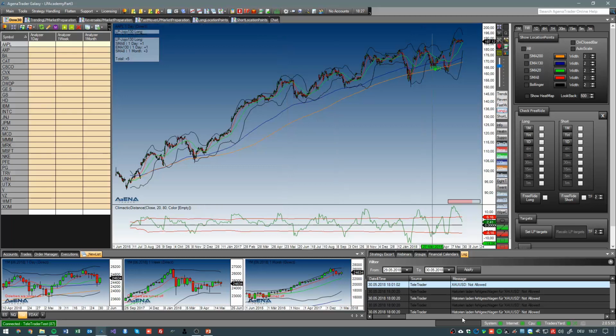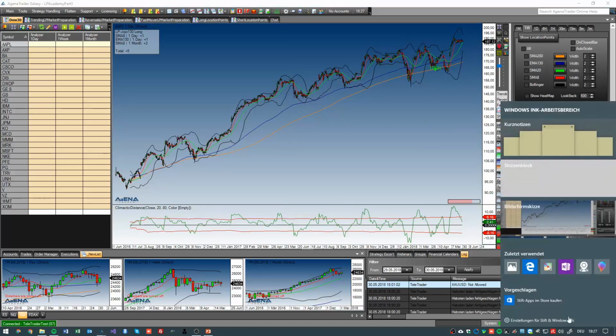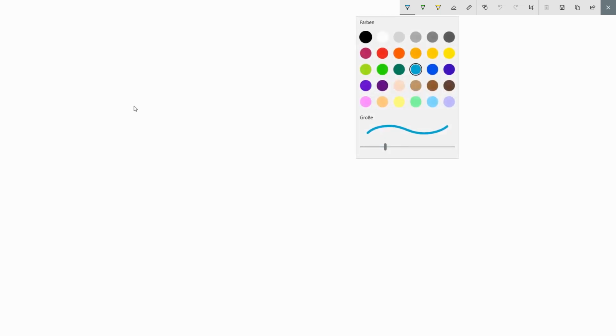Okay, so let's just switch to my whiteboard and start with today's topic. The first thing we want to do is initial stops.